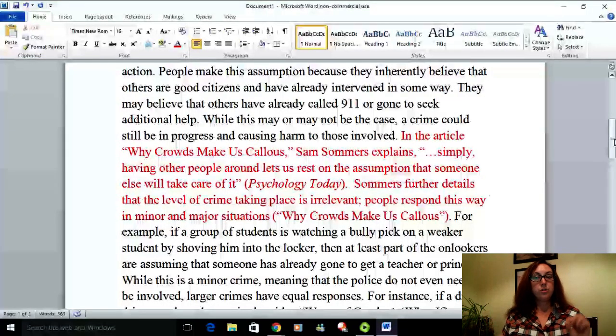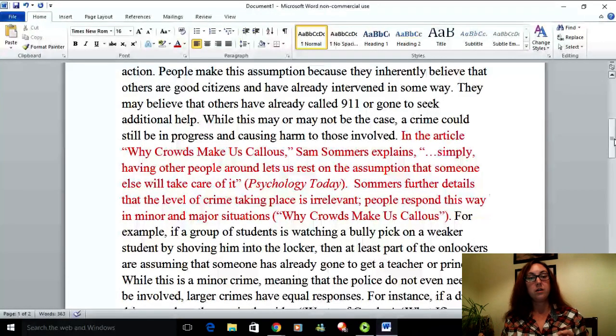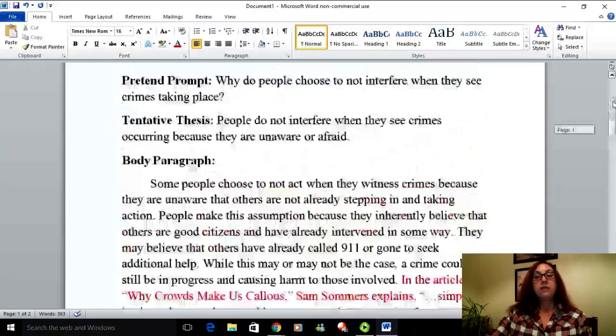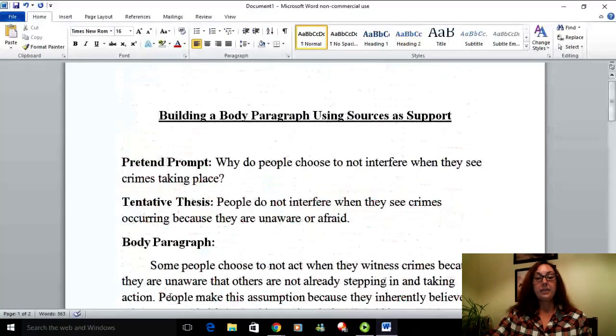The source material should be a small piece of support that you use to back up what you're saying, to prove or show or illustrate what you are talking about. But always make it clear what you're talking about first. And again, make sure that everything connects back together. This topic sentence must connect to the thesis, which must connect directly to the essay prompt.